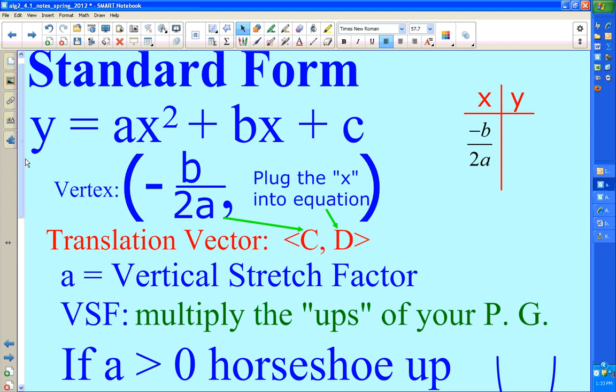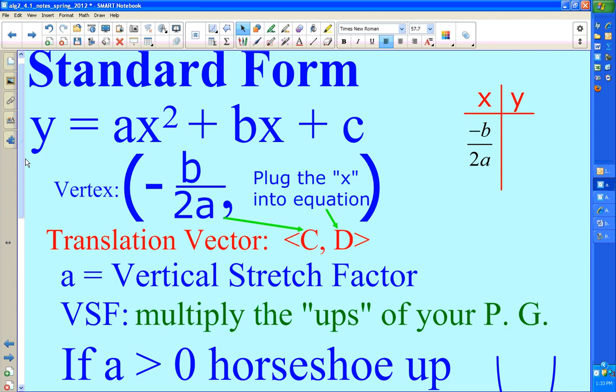So for the vertex, when it says plug x into the equation, what is x? Opposite of b over 2a. Once you take the opposite of b over 2 times a, you're going to have a number. Let's say it was 5. That means the vertex will be 5, comma. How do I find out what goes after the comma? Plug in the 5 for x. It's hard to do in generic like this. We'll do an example here shortly, and we're going to ramp up the examples.